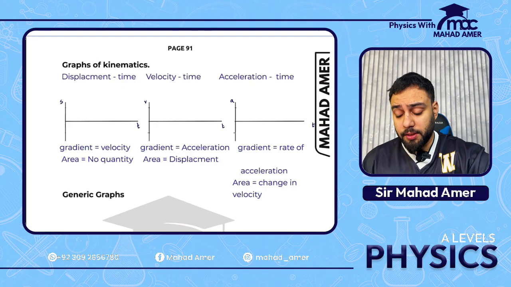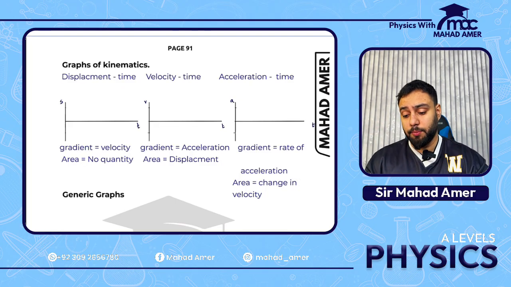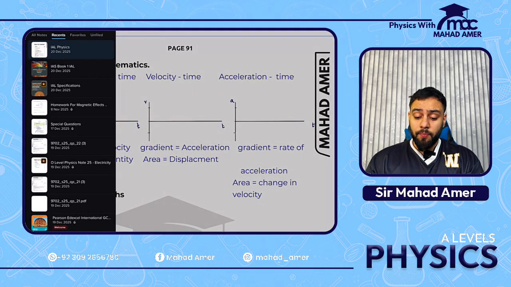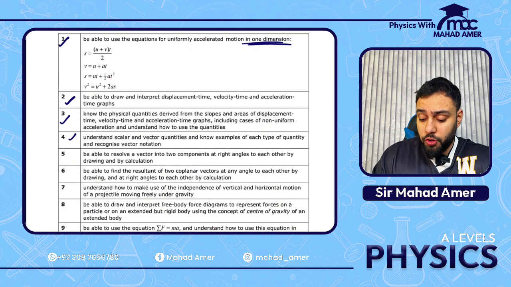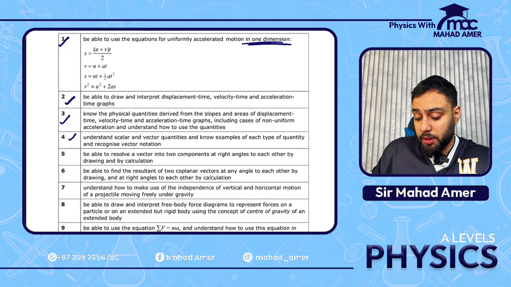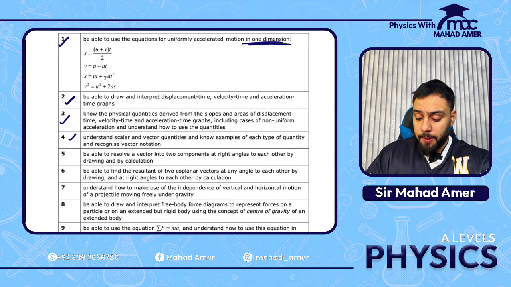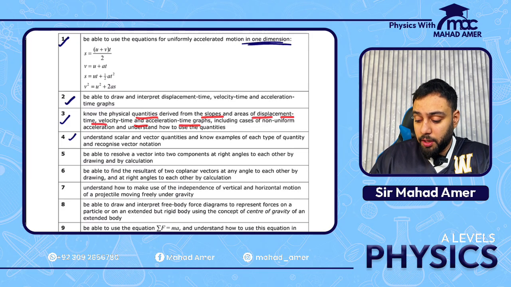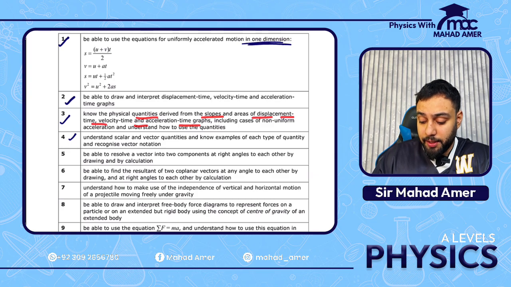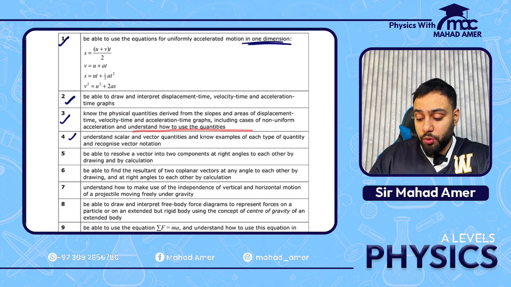Today we'll be discussing graphs of motions and graphs of kinematics. If I first of all go over your specifications, you should be able to draw and interpret the displacement time, velocity time and acceleration time graphs. You should know the physical quantities derived from the slope and the area of the displacement time, velocity time and acceleration time graph, including the case of non-uniform acceleration, and understand how to use the quantities.